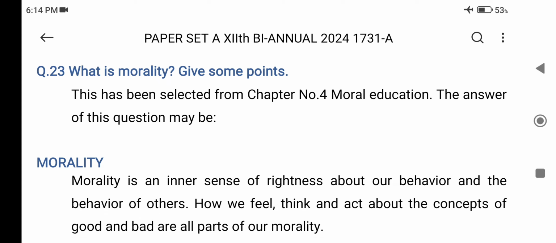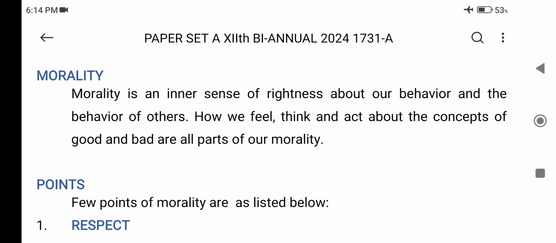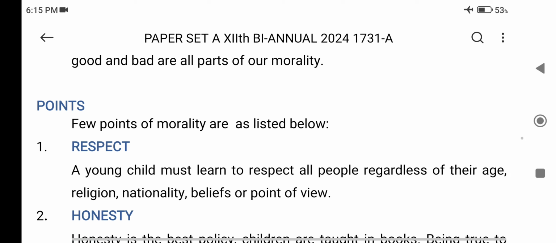Question number 23. What is morality? Give some points. This question has been selected from chapter number 4, Moral Education. The answer of this question may be: morality. Morality is an inner sense of rightness about our behavior and the behavior of others. How we feel, think, and act about the concepts of good and bad are all parts of our morality. Points. A few points of morality are as listed below.